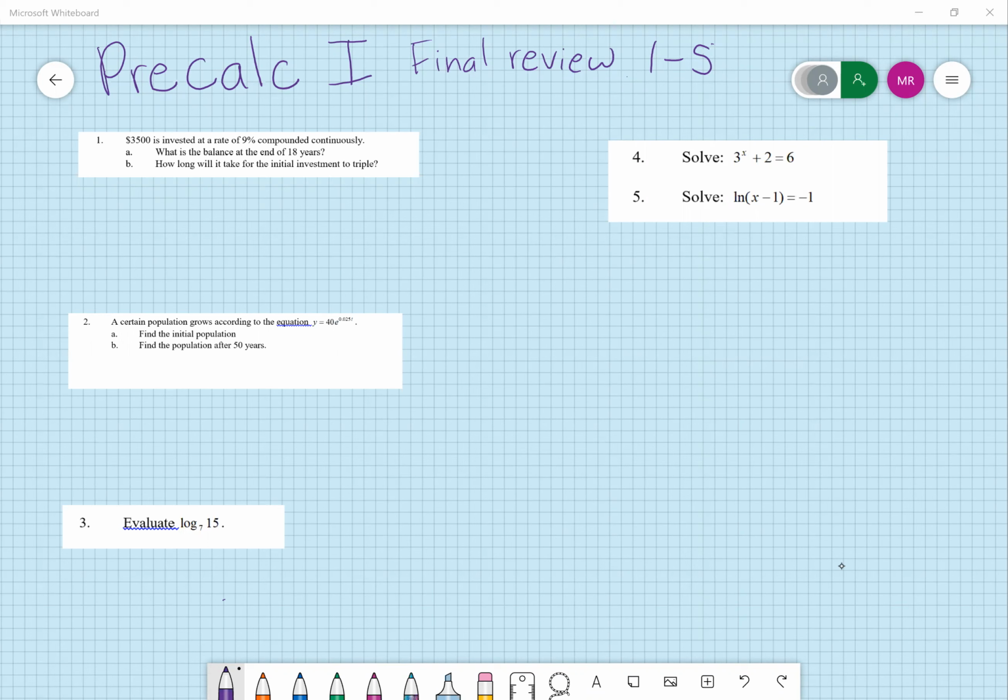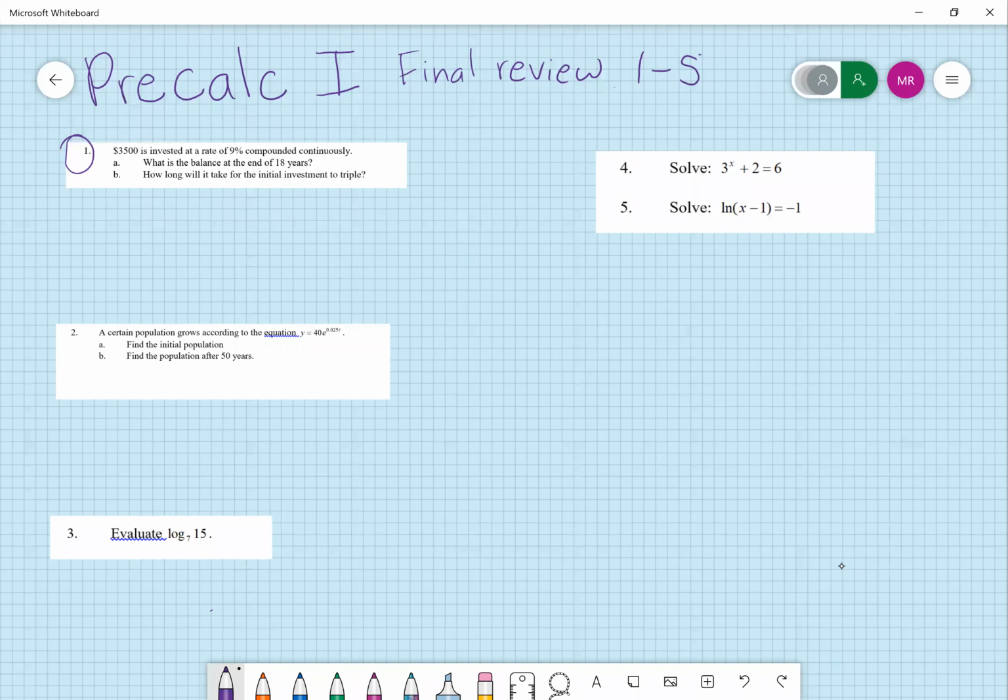So question number 1 is: if $3,500 is invested at a rate of 9% compounded continuously. Compounded continuously means that I get the PERT formula. Okay, so now I know what formula I'm using. So what is the balance at the end of 18 years?